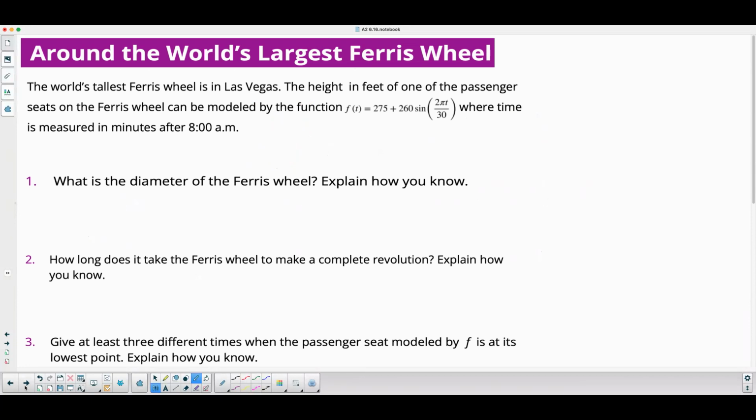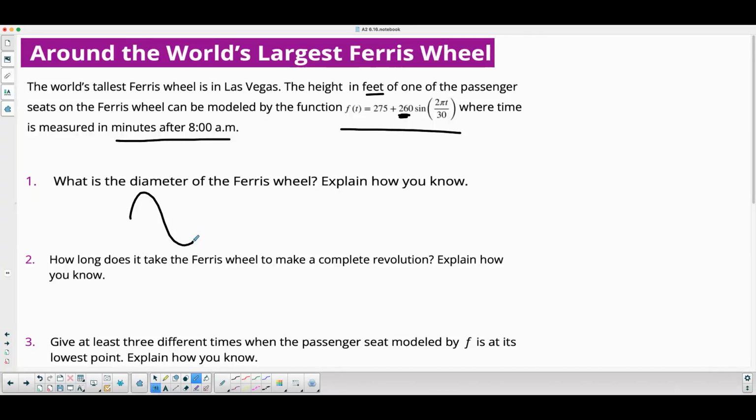Next thing, let's talk about the world's tallest Ferris wheel. Here's my function. Time is measured in minutes after 8 a.m. Height is in feet. What's the diameter of the Ferris wheel? So the diameter, think about this here. This is my amplitude, the 260. So that means I go up 260 and down 260.